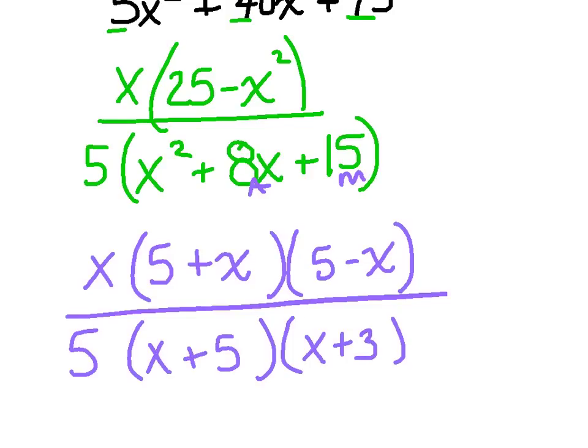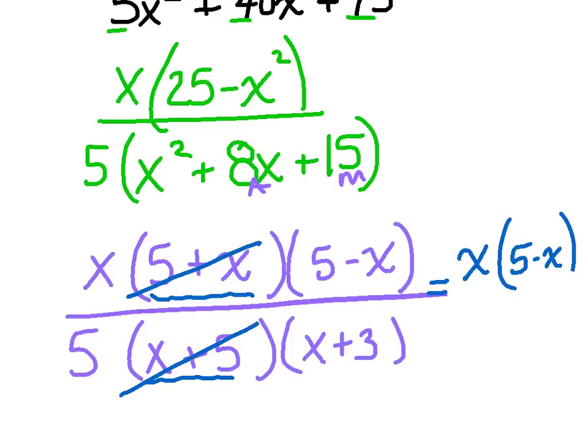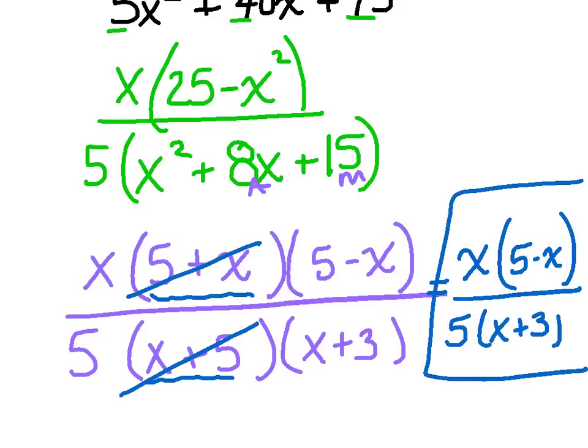Lastly, I'm looking for anything the exact same on the top and bottom to cancel. And it looks like 5 plus x and x plus 5 should be the same thing. For example, if x was 1, 5 plus 1 is 6, and 1 plus 5 is 6. So they would cancel to the same number. And on top, I have an x and a 5 minus x. And on the bottom, a 5 and an x plus 3. And nothing further can cancel, so that is my final answer.